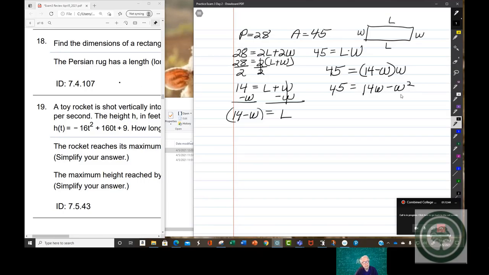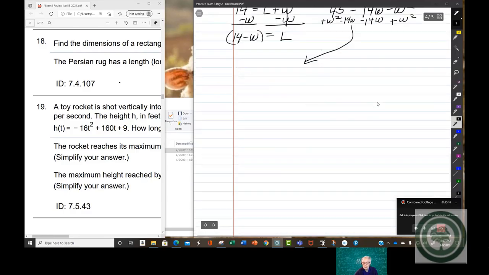Okay, now the question is, they're just asking for length and width. They're not asking us to maximize or minimize or anything like that. So in order to make life easier for me and probably you, I'm going to move these two terms over to the other side because in doing that, I will get a positive W squared and minus 14w.